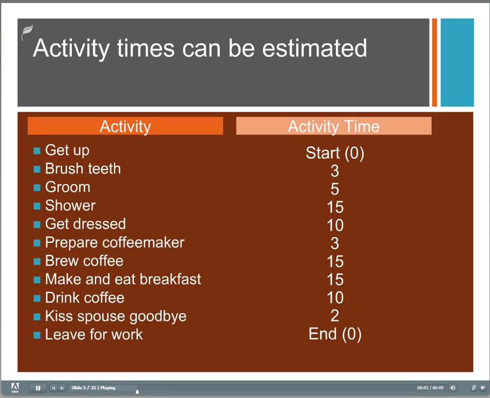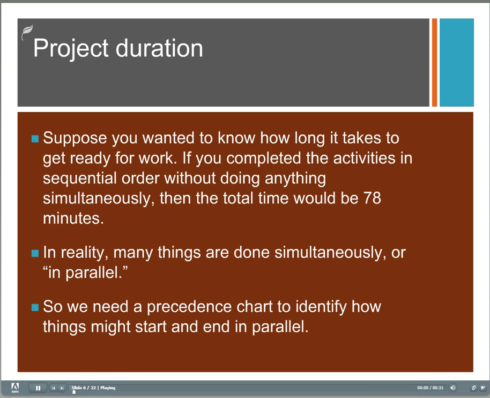Once we have the list of activities, we can get estimates about how long they'll take to complete. So that's the next step, get the activity times. Suppose you wanted to know how long it would take to get ready for work with the list we already have. If you just did everything in a nice linear fashion, you could just add up those times and you get 78 minutes. But in reality, some things can be done in parallel, two things happening at once.